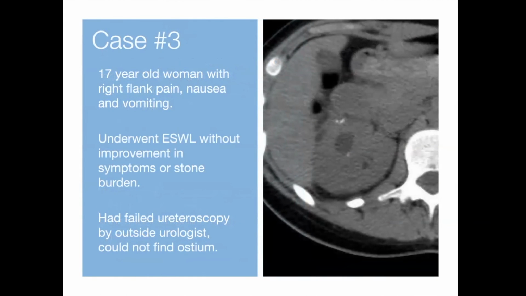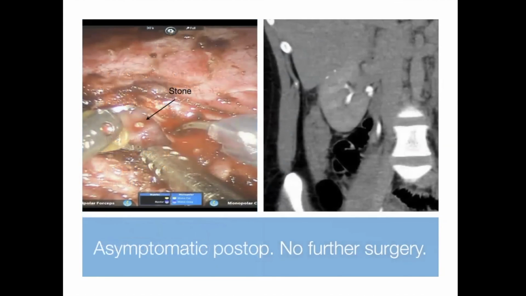So here's a 17-year-old woman with right flank pain, nausea and vomiting, had shockwave lithotripsy without improvement and failed ureteroscopy. They could not find the ostia. This is one where we approached this as a robotic caliceal diverticulectomy, and you can see that this was a nice visualization of the diverticulum. This was a procedure that was performed off clamp, and no further surgery was required after completion.